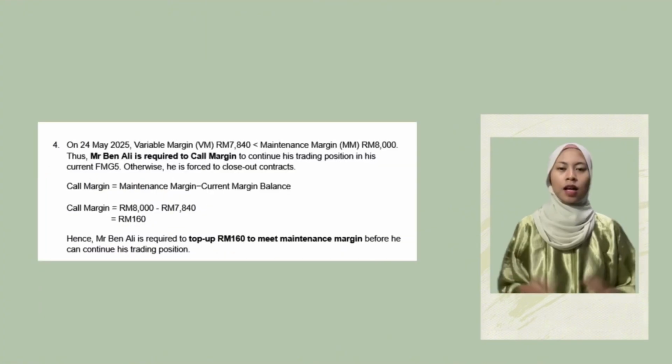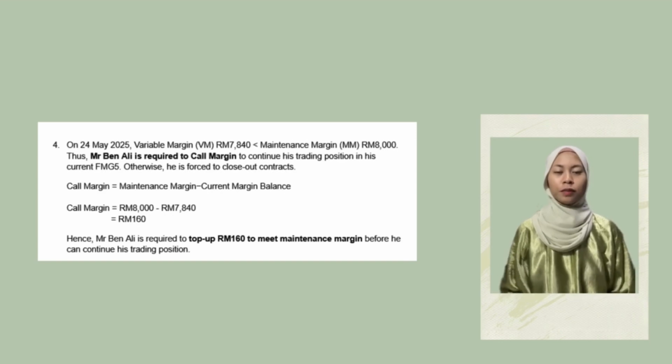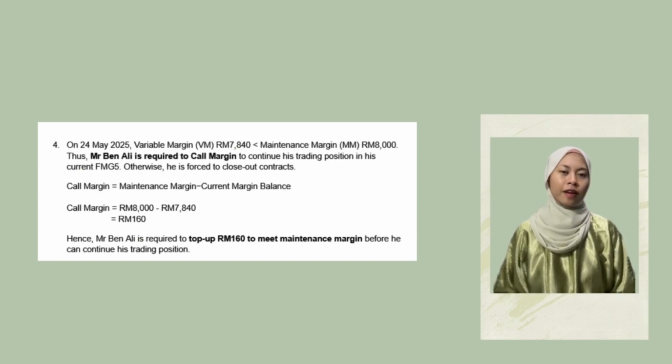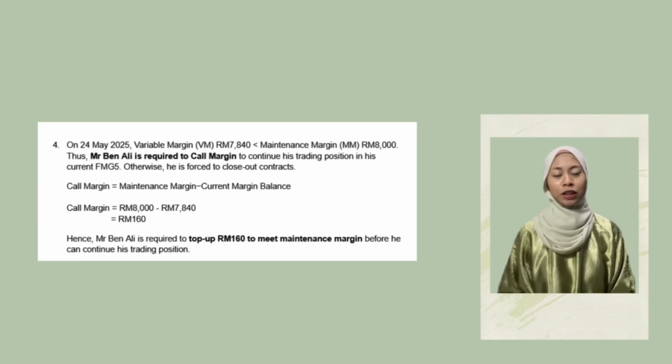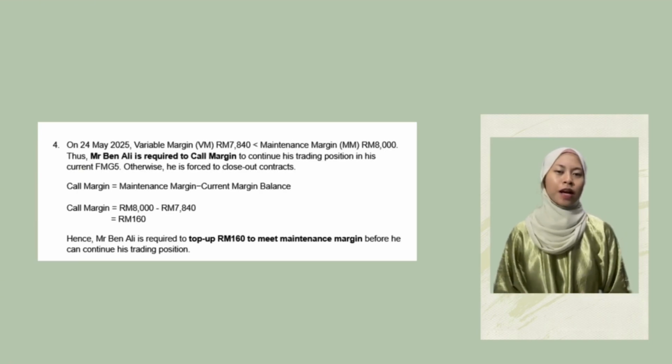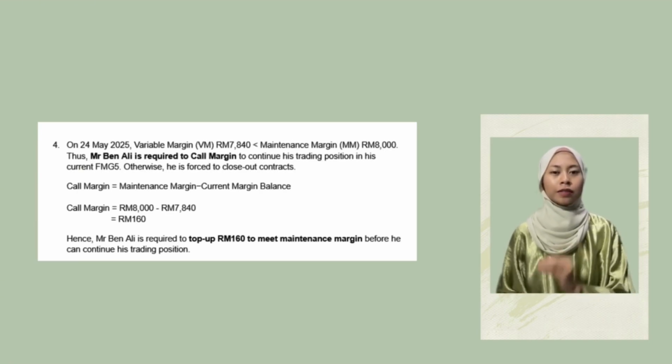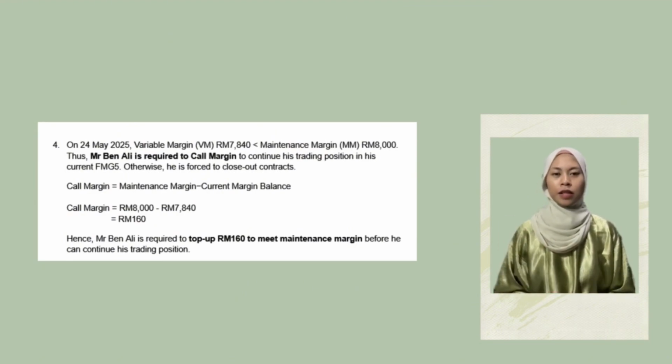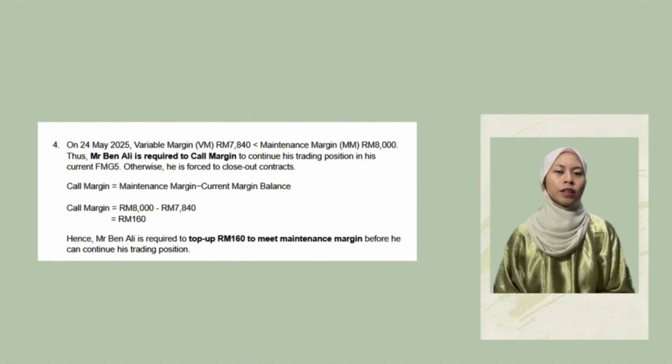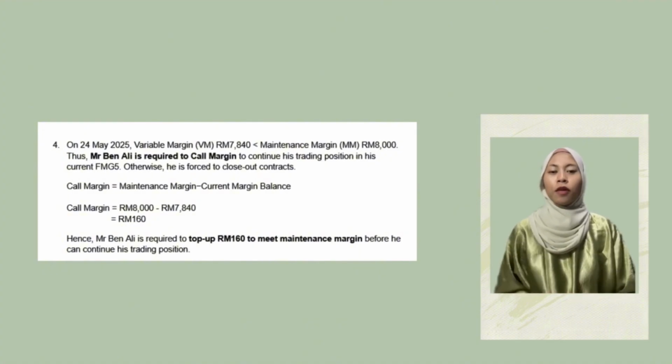Last, for answering the question, on 24 May 2025, the variation margin is 7,840 ringgit, less than the maintenance margin, which is 8,000 ringgit. Thus, Mr. Ben Ali is required to make a margin call to continue his trading position in his current FMG5. Otherwise, he is forced to close out the contract. To calculate the margin call, maintenance margin minus balance margin, and we get 160. Hence, Mr. Ben Ali is required to top up 160 ringgit to meet the maintenance margin before he can continue his trading position. So that's all for me.